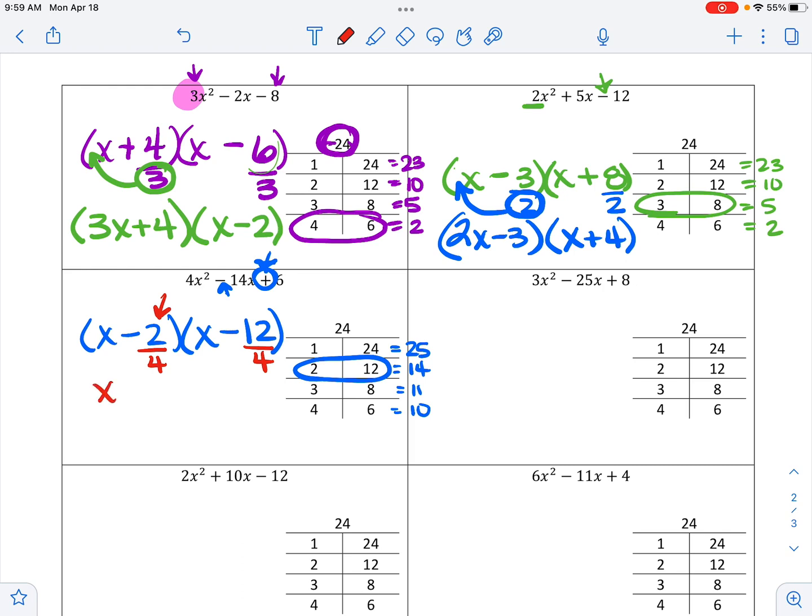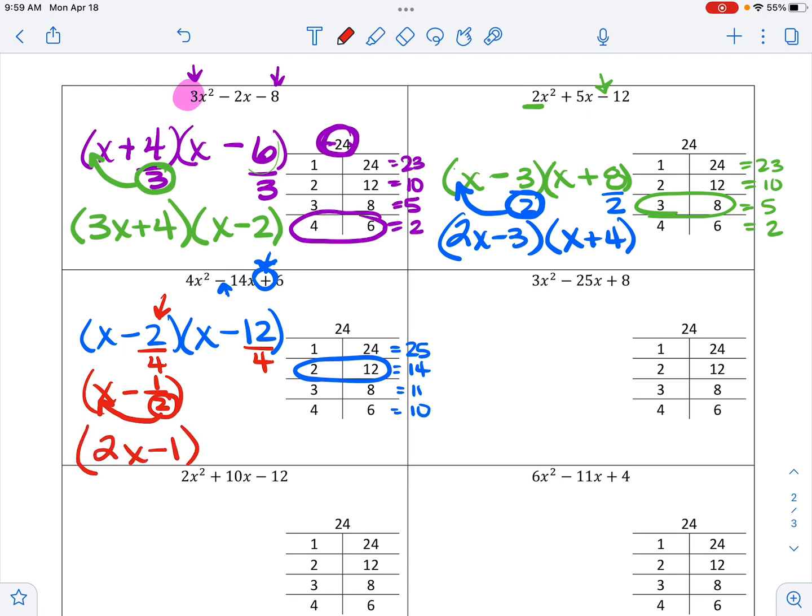So this becomes x minus 1/2. Now, as a reminder, you can't leave it as a fraction. So this 2 is going to swing out front, and it becomes 2x minus 1. Now the other term, 12 divided by 4, does simplify to 3.